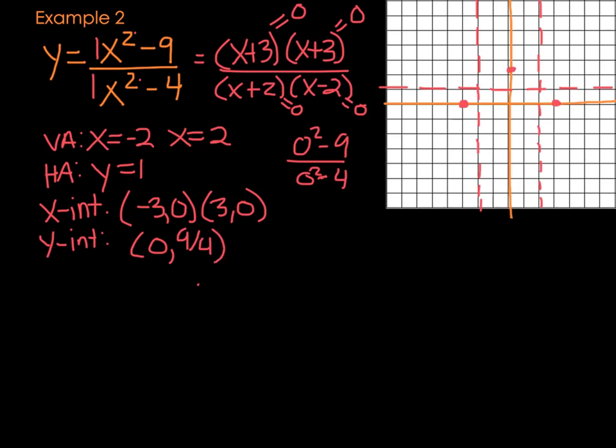All right, slant asymptote. The degree on the top has to be 1 higher than the bottom, which we do not have, so no slant asymptotes. And holes, we already said, we didn't cross any factors out, so no holes.